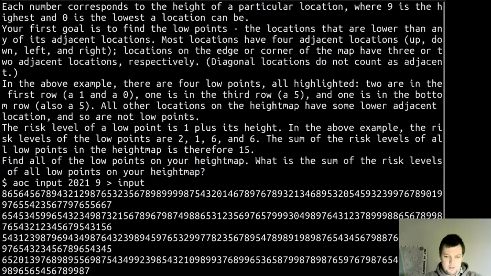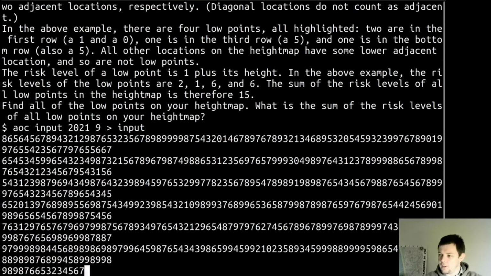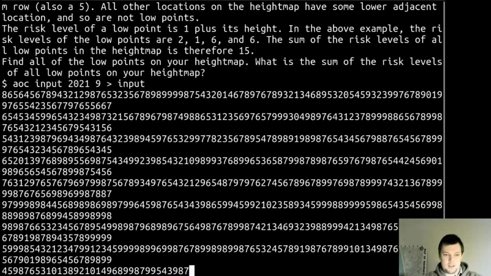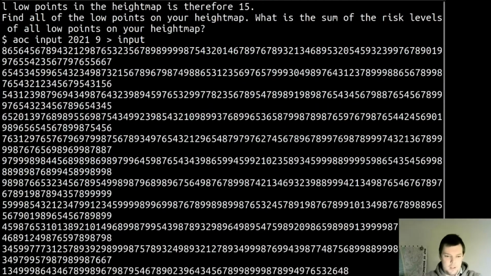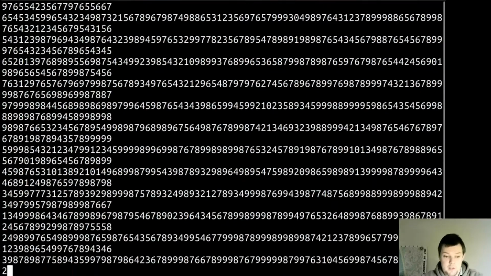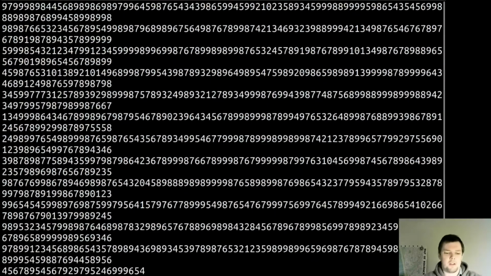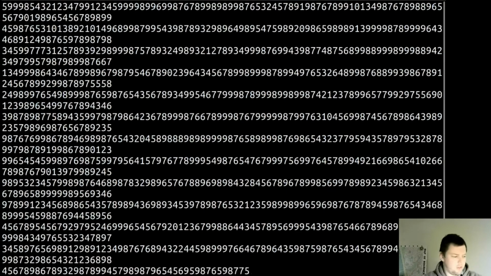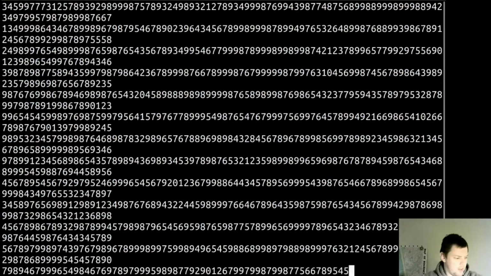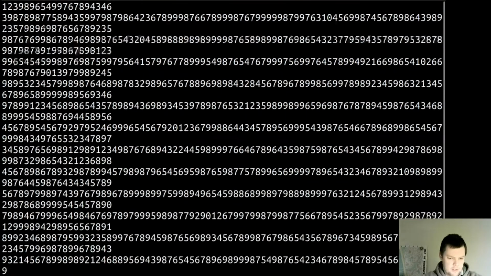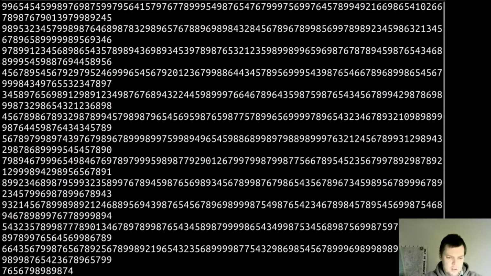Is that 100 by 100, so 10,000? I'm guessing it's 100 based on the rough length of the line, and I'm guessing it's square because they usually are. So if it is 100 by 100, we'd expect it to say there's 100 lines and 10,100 characters, if there's a new line on every line.